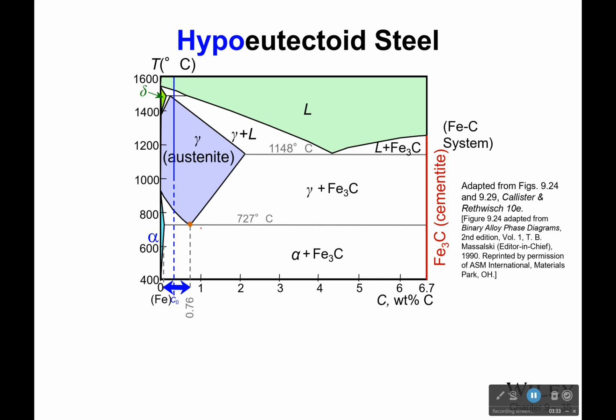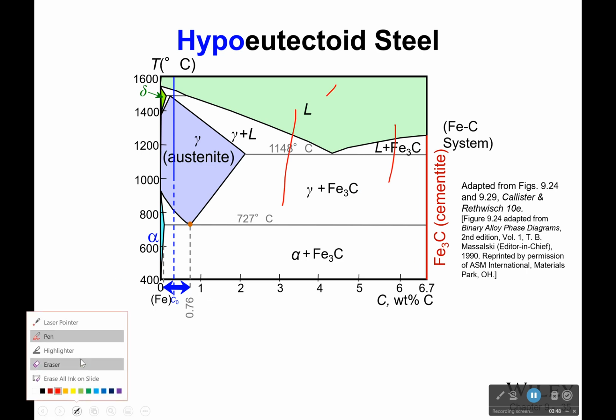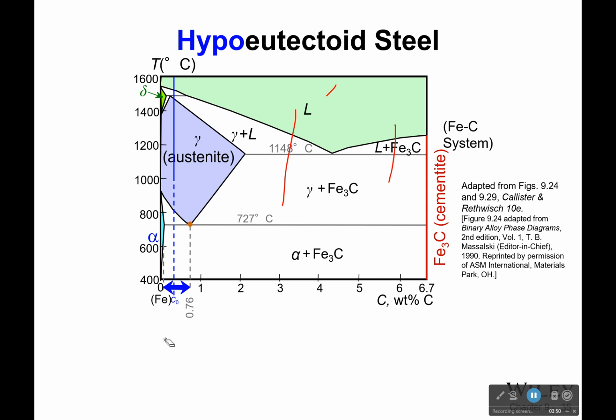Now, what happens if we're hypoeutectoid or hypereutectoid? Remember last time we had hypoeutectic and hypereutectic? That's either before or after the eutectic point. In this case, we're saying, what if we have hypoeutectoid, so that's before the eutectoid point, or hypereutectoid? So let's look at it. Oh, I chose the wrong button. There we go.